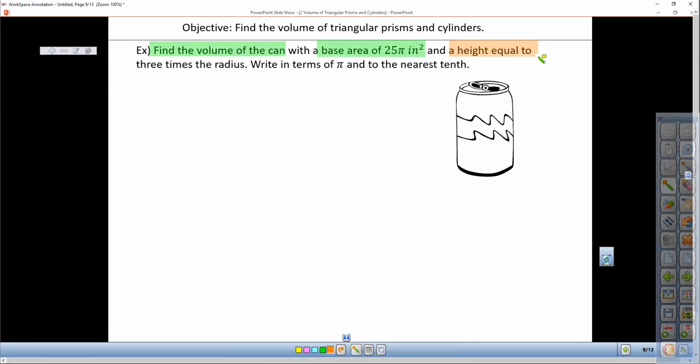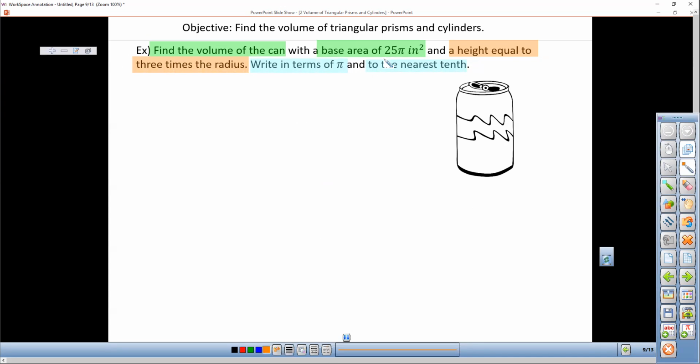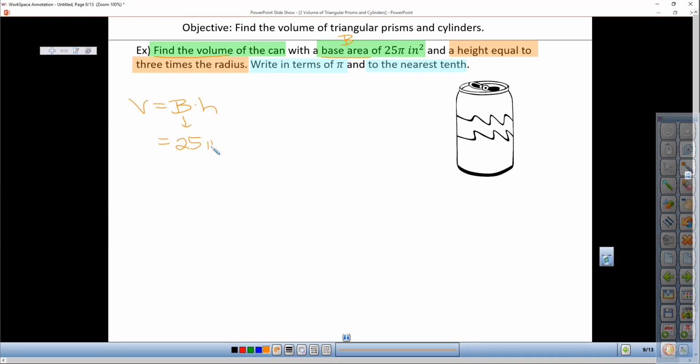And it says we have a height that's equal to 3 times the radius. We are again supposed to write in terms of pi and to the nearest tenth. But let's go back to this 25 pi square inches. Base area, remember, is your capital B. So if we want to find the volume, which is our base area times our height, we actually already know our base area is 25 pi. What we don't know is our height. And notice it tells us something about the height. It says our height is equal to 3 times the radius.